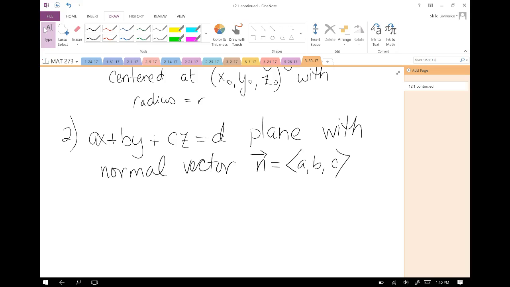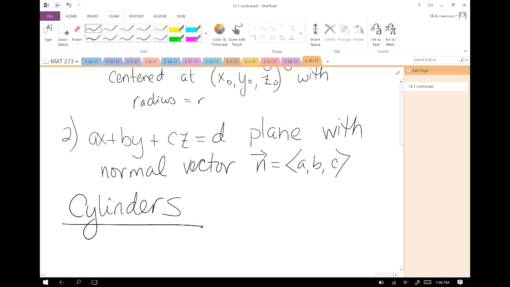What have we learned so far in our life about cylinders? What do you know about cylinders? Anything. Elementary school. Toilet paper. What's the shape of toilet paper? Cylinder, two circles and a rectangle.